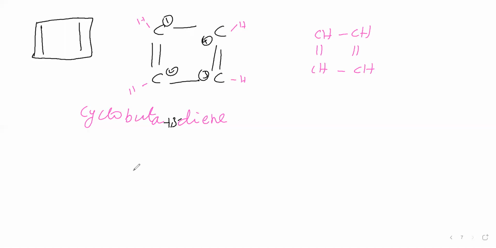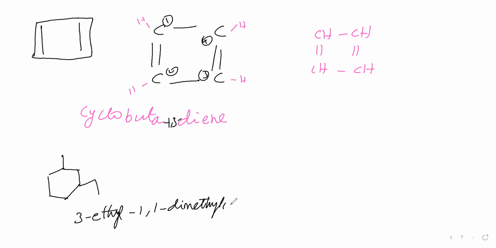Now, can you try and say the name of this compound? The name I will say is 3-ethyl-1,1-dimethylcyclohexane. Why is it so? You explain it. Think and explain this compound name.